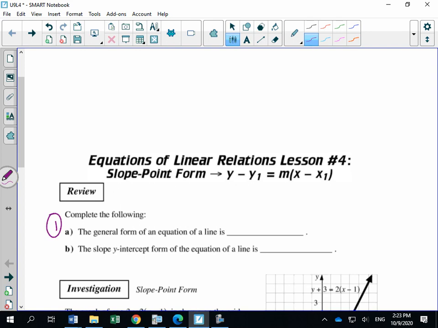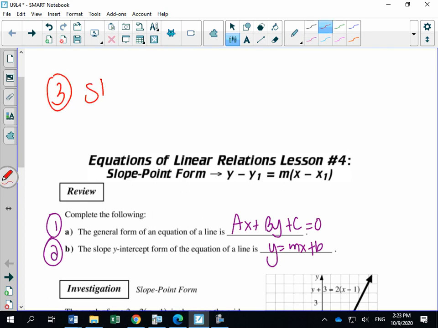So we dealt with the first two equations of a line. The first was the general form of the equation, which is ax plus by plus c is equal to 0. And then the second form that we dealt with was the slope y-intercept form, which is y is equal to mx plus b. And the last equation of a line that we're going to be dealing with is called the slope point form.